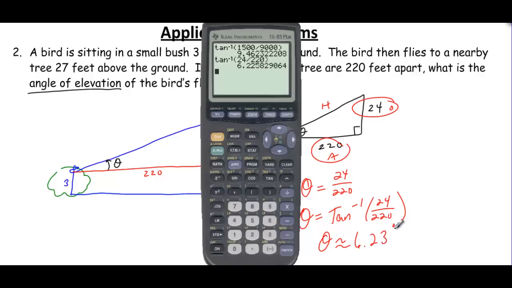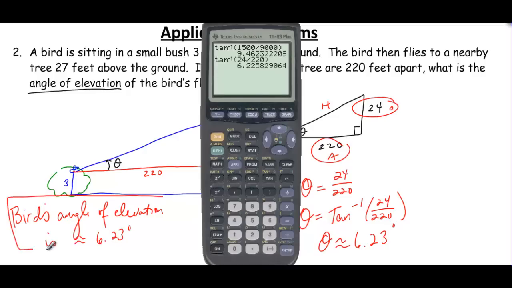Again, make sure you remember the degree mark. So the bird's angle of elevation is approximately 6.23 degrees, and that would be your answer.